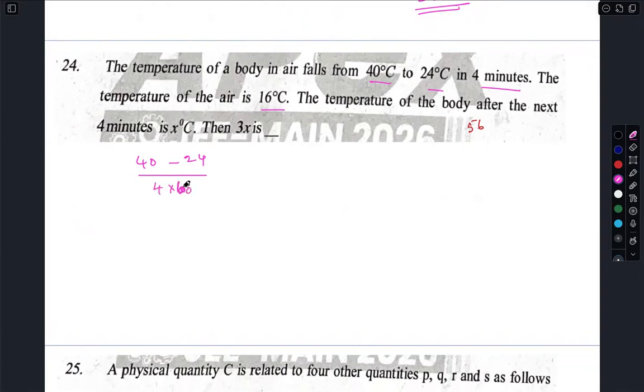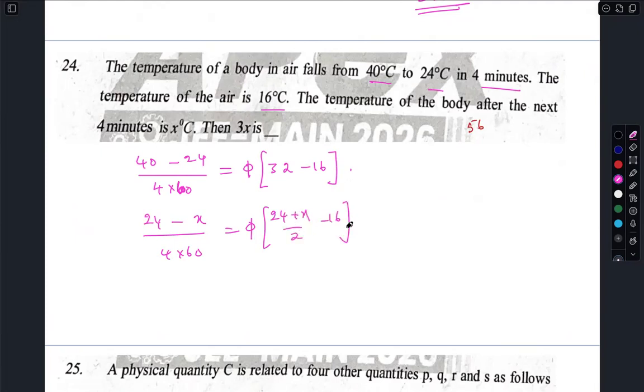60 is some constant time, mean excess over surroundings. 40 plus 24 by 2, 64 by 2, 32 minus 16. Right. 24 minus x is the answer in the next 4 minutes. 4 into 60 is some 5 times. 24 plus x by 2 minus 16.